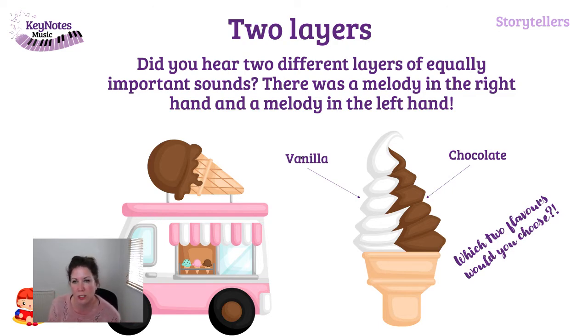So here I've just put a 2-part texture. You can have fun getting them to eat their ice cream, or to tell you which 2 flavours they would like. Now I know that flavours doesn't have a U in the US. You can very easily just delete that from the slide. Okay, so that is the texture one.